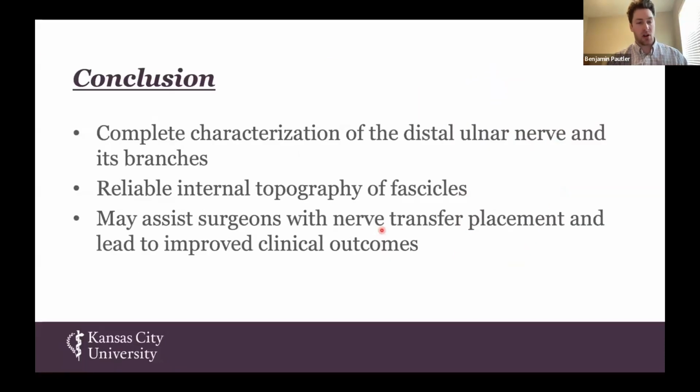So this brings us to some of our conclusions. We did successfully complete characterization of the distal ulnar nerve and its branches. And we found that the internal topography of these fascicles was extremely reliable across a larger sample size of 54 hands. And so we believe that all this information together may assist surgeons with nerve transfer placement in the future and lead to improved clinical outcomes, hopefully avoiding some of that unilaterally unbalanced rehabilitation in some of those hand muscles.